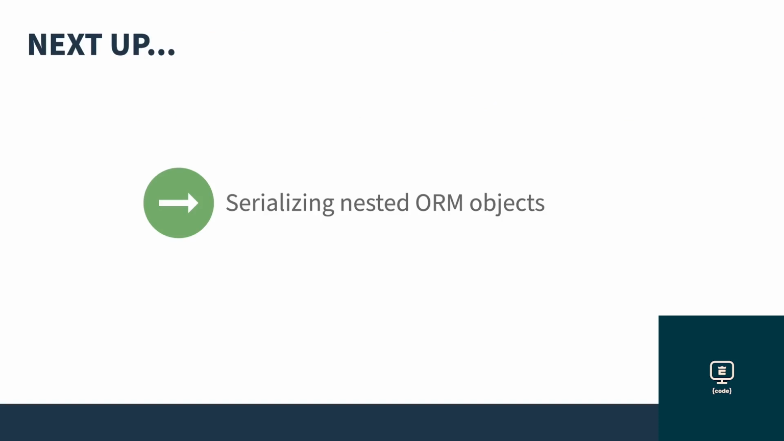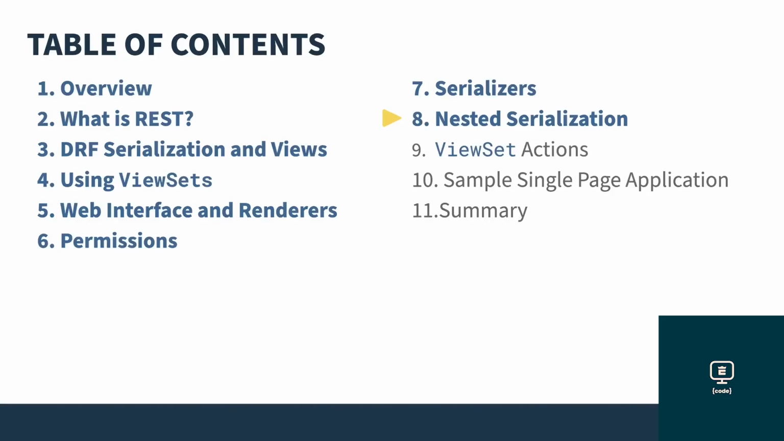So I've shown you how to serialize things and how to specify specialty fields. In the next lesson, I'll show you how to do nested Django ORM objects. In the previous lesson, I showed you how to use a serializer with a plain Python object. In this lesson, I'm going to show you how to deal with related objects and nested serialization.